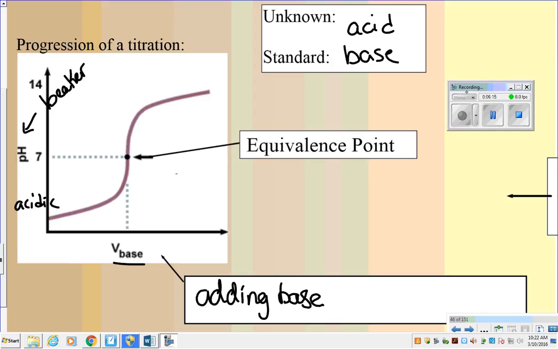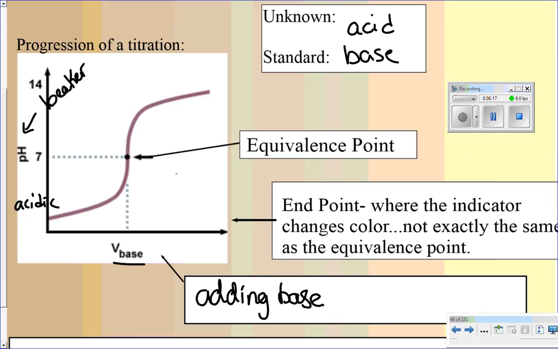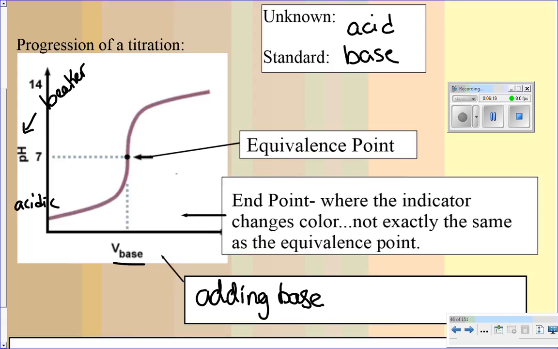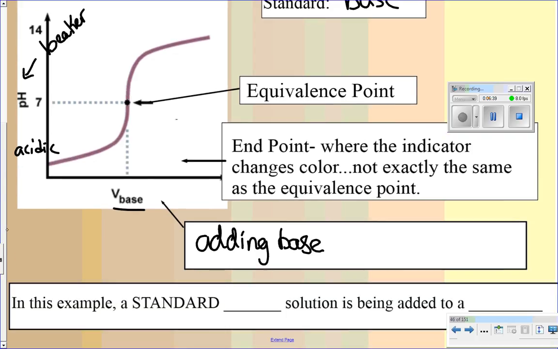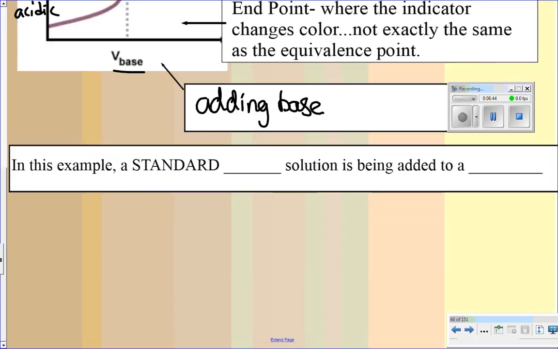Where your neutralization occurs can also be referred to as the end point. You do not need to write this down. The word end point means you are done. It's ending. And this is really what we're going to achieve. It's not always exactly the same as the equivalence point, but the end point is where the indicator changes color. Again, you don't really need to write that definition down. Just keep in mind that you're trying to get to a point where neutralization has occurred.